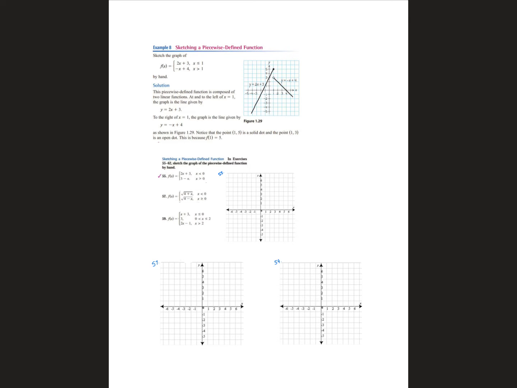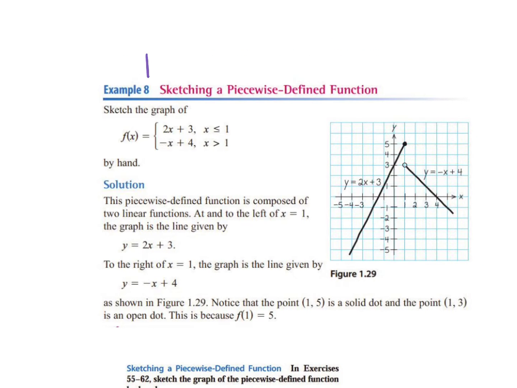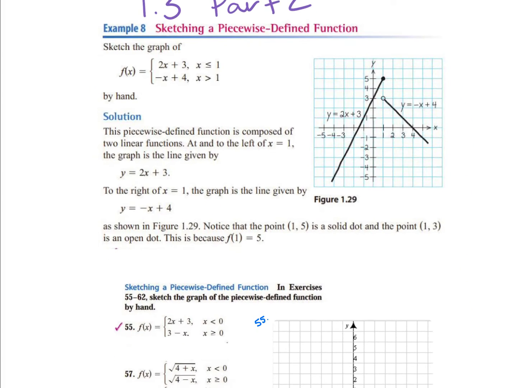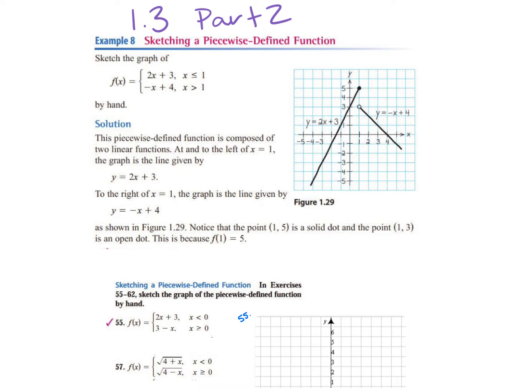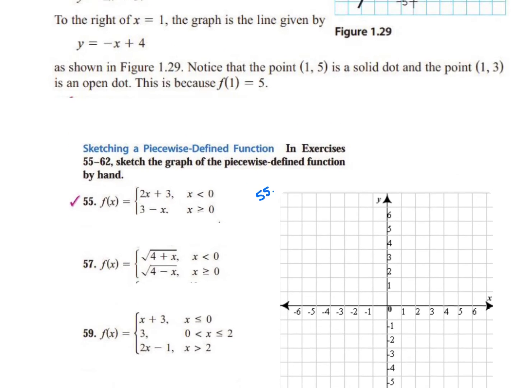So this is 1.3 part 2, we can call it. Sketching a piecewise defined function. A piecewise function is just like graphing regular functions, but we have different pieces of it, hence the name piecewise. So we're going to jump to example 55.